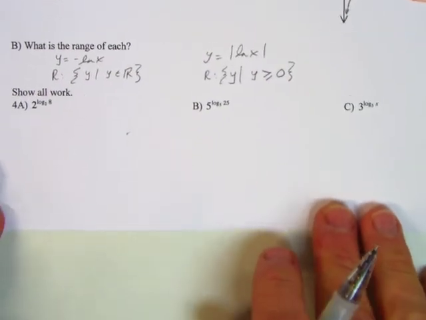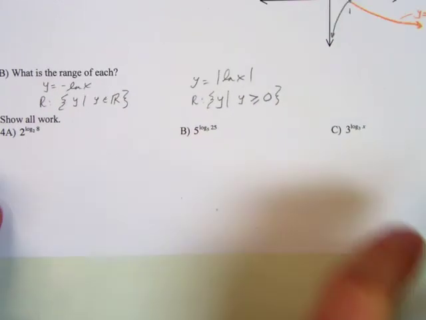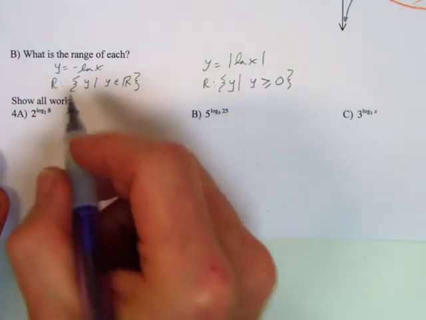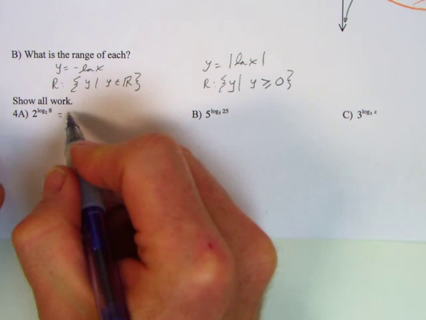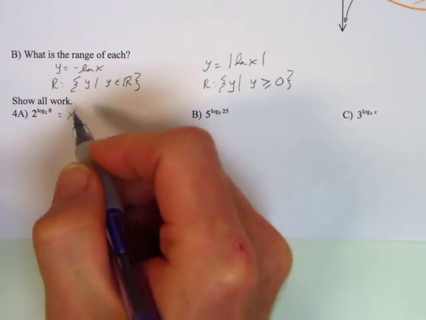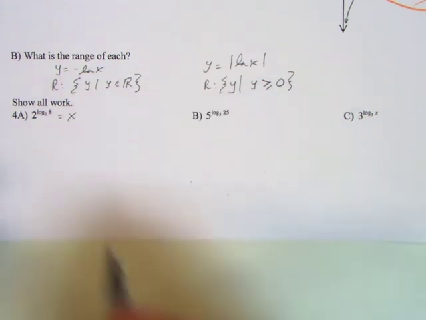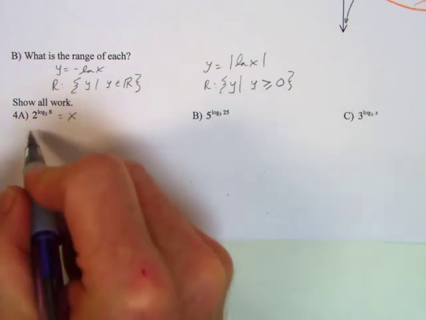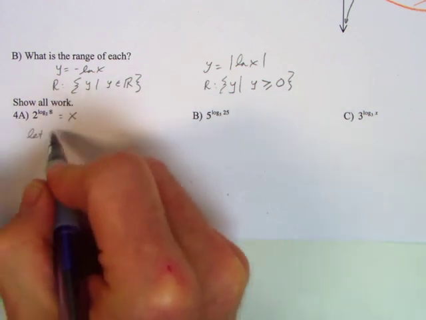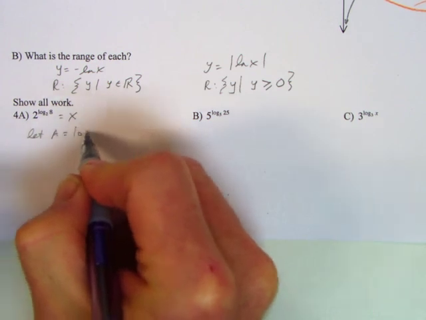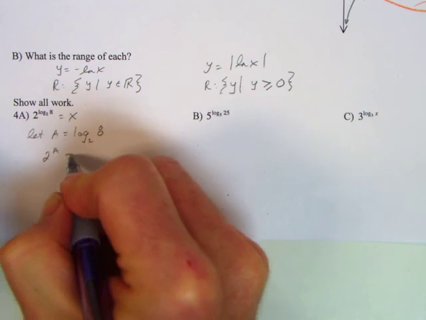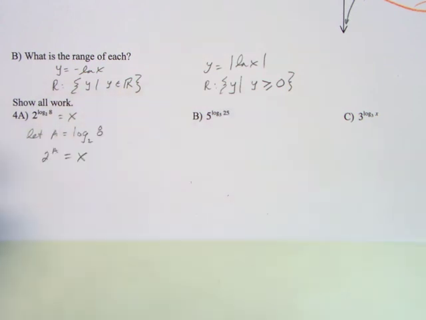All right, the next ones. We're going to simplify. We haven't done these kind of problems yet. What we're going to do is set it equal to x, just like we did before. Now there's going to be a variation here. This looks kind of complicated because we have an exponential and a log and the whole thing. Let's take this for just one moment and let a equal log base 2 of 8. So we have 2 to the a equals x.